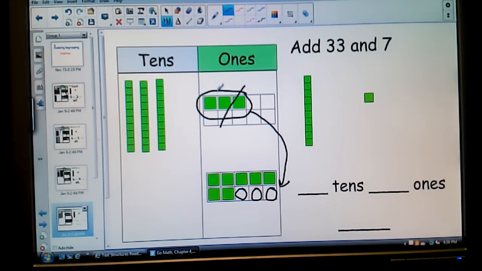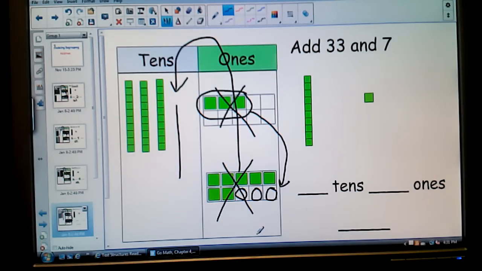So once I move my cubes, I'm going to cross those out. I know that I can regroup 10 ones into 1 ten. When I do that, I'm going to cross off my 10 frame. How many 10s do I have left? I have 4, and I have no ones left over. Therefore, my number is going to be 40. 33 and 7 when added together gives me a number of 40.